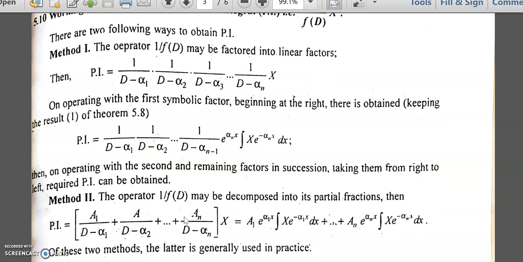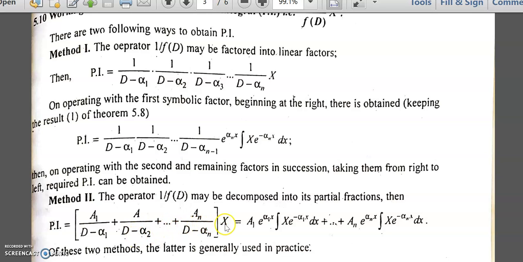Or in other words, you may directly decompose into its partial fractions, as you will see from the examples. So you can write it like a1 by d minus alpha 1 plus a2 by d minus alpha 2, and in this way.